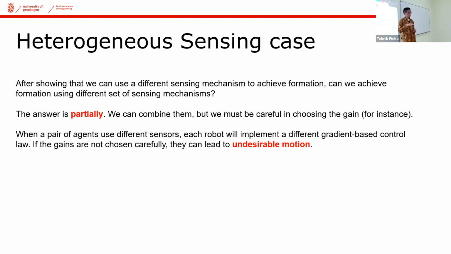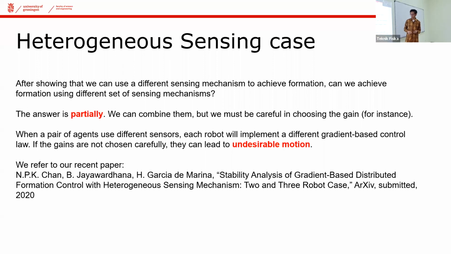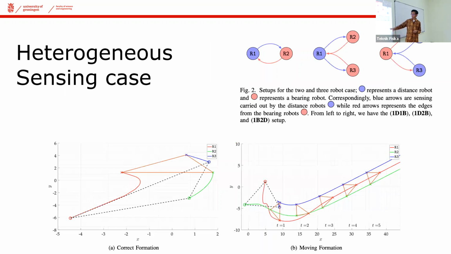Similar to the previous problem, when I mentioned the sensor bias or sensor noise, as was asked by the audience, it can introduce undesirable motions when we are using different types of sensors. I refer to this paper, but it's already published, so it's no longer on arXiv. And a simple problem I will show you in this plot. The left one is where we have a good case. When I say the good case, it is when the gain is tuned properly, they converge to the right one.